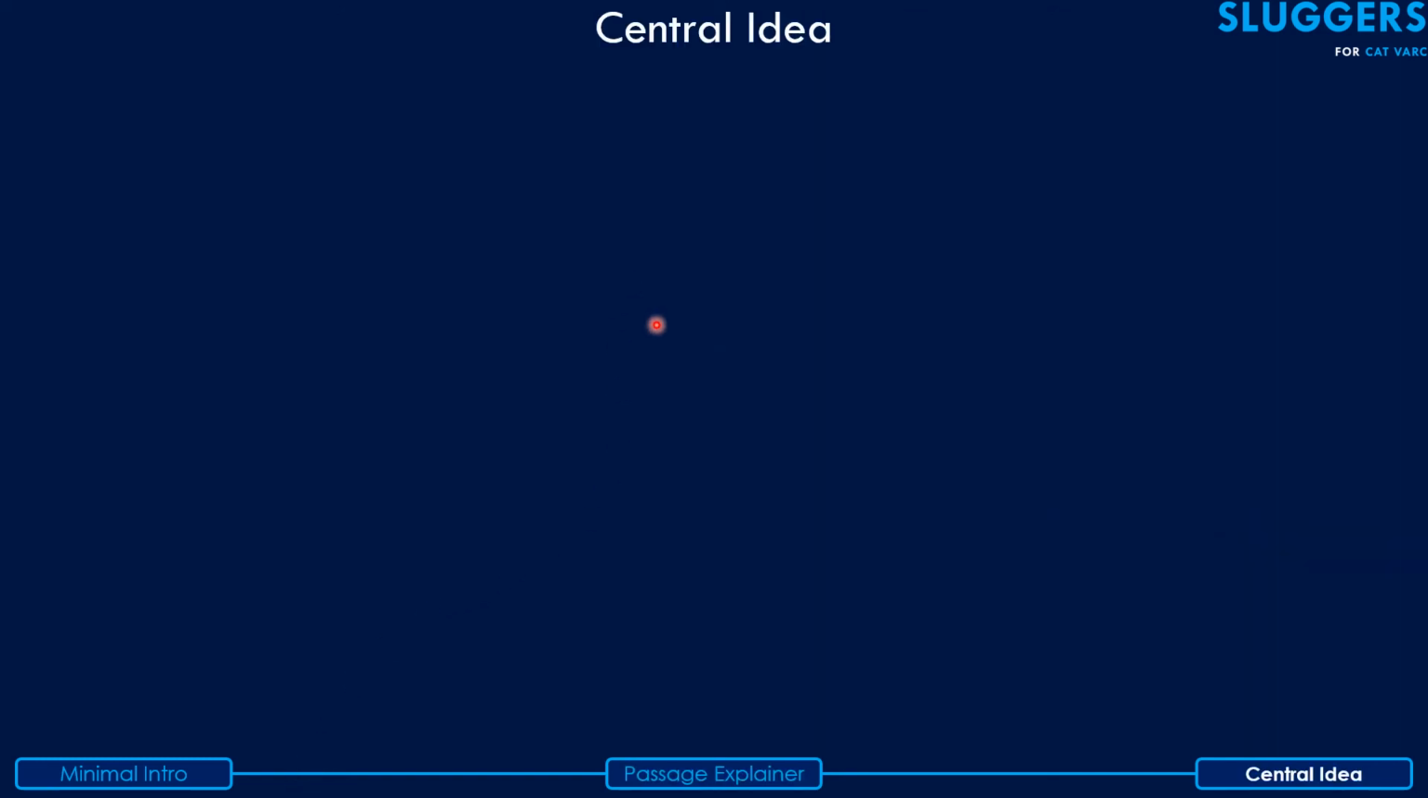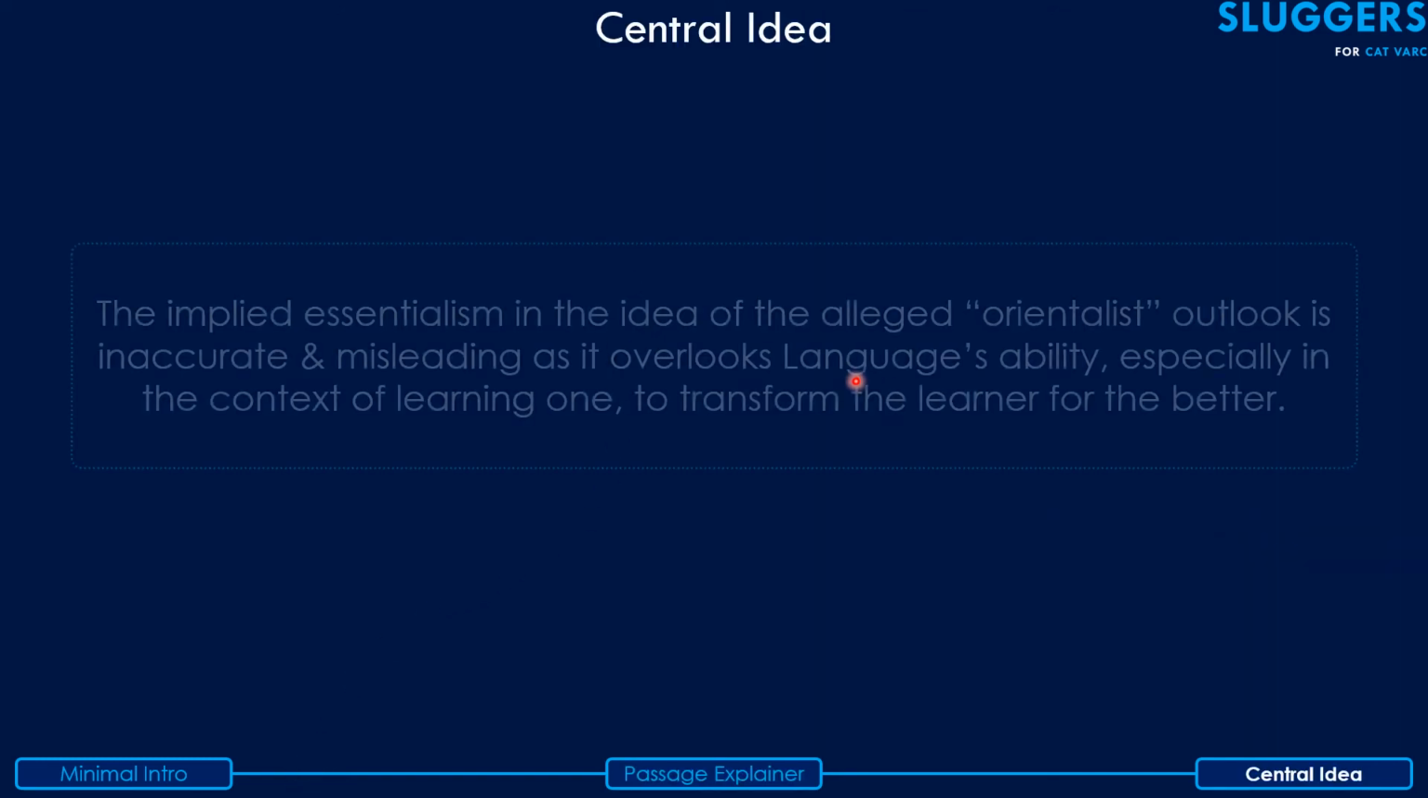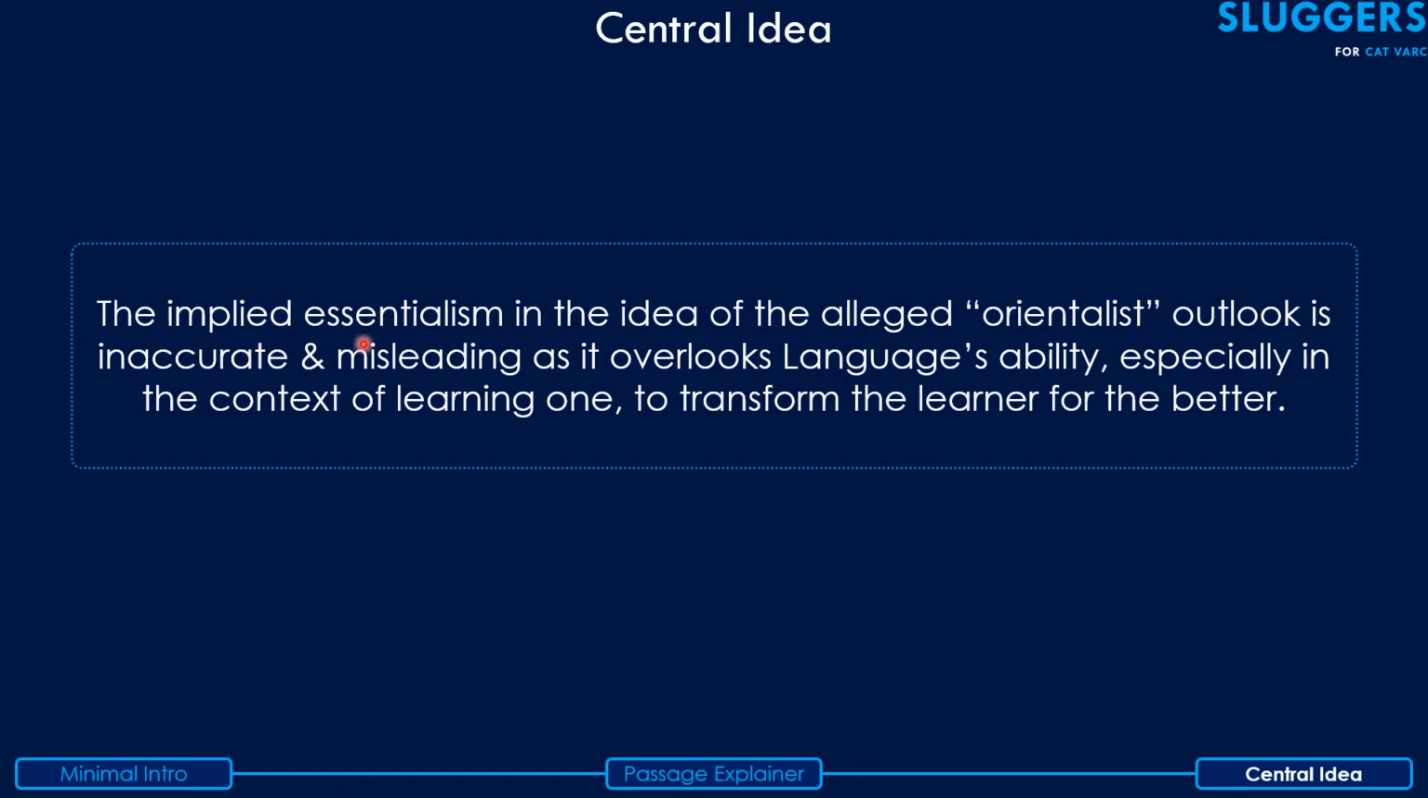Okay, so the central idea of the passage can be summed up in the following sentence. The implied essentialism in the idea of the alleged Orientalist outlook is inaccurate and misleading, as it overlooks language's ability, especially in the context of learning one, to transform the learner for the better. Okay, so with that, we are done with the central idea.